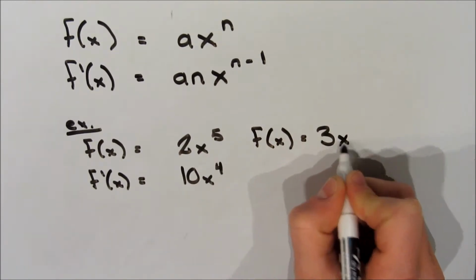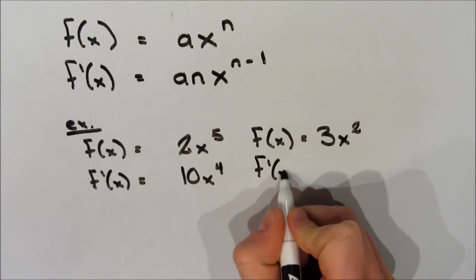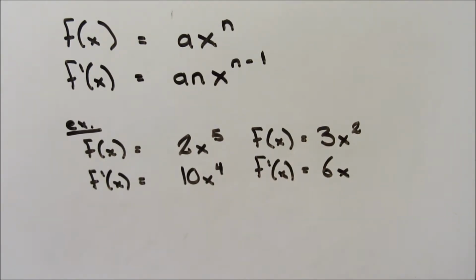So let's take a look at another example. F of x is equal to 3x squared. So, the derivative of this function, f prime of x, is equal to 3 times 2, which is 6, multiplied by x to the exponent 2 minus 1, which is 1. So we can just write x, because x to the exponent 1 is just x.